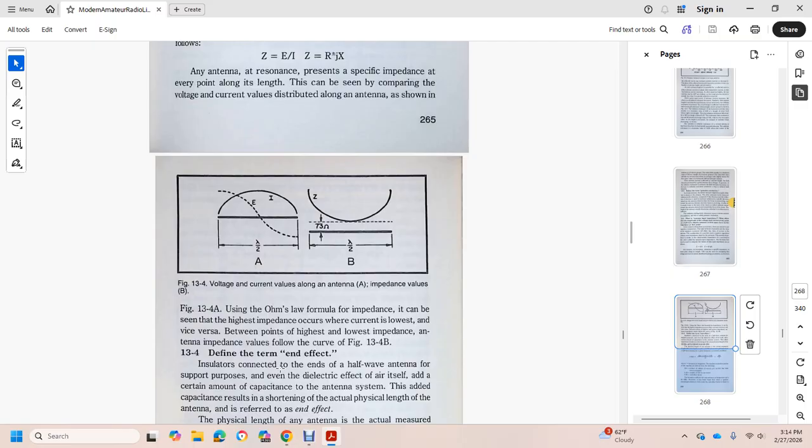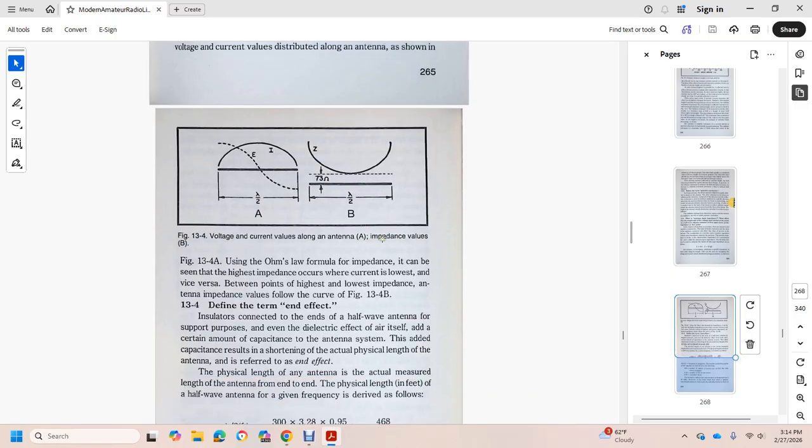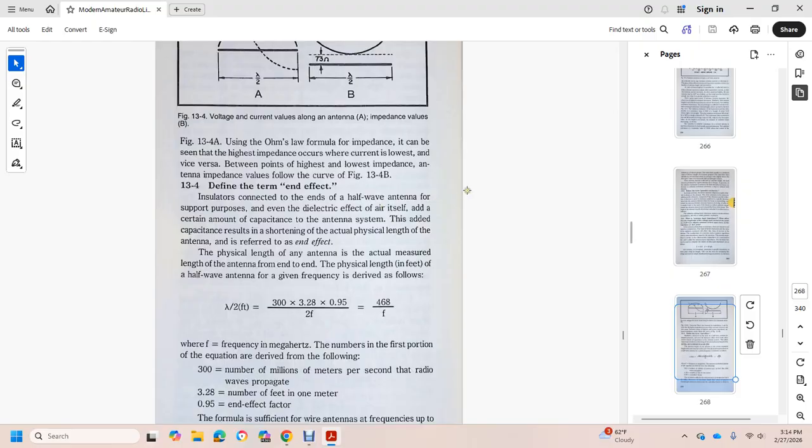End effect is determined by the insulator connected to the end of the half-wave antenna for support. Because of the dielectric difference from air itself, a certain amount of capacity is added to the antenna system at the end, resulting in shortening the actual physical length of the antenna. The physical length of the antenna is the actual measure, the end-to-end length in feet. For a half-wave antenna at a given frequency, half of the wavelength in feet is derived as 300 times 3.28 times 0.92 over 2 times the frequency, which equals 468 over the frequency. That is the formula.